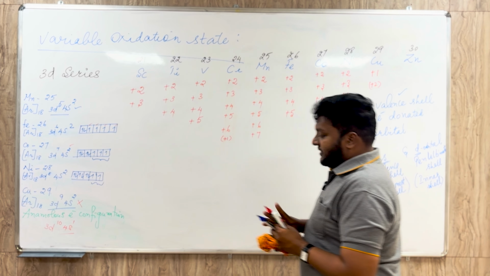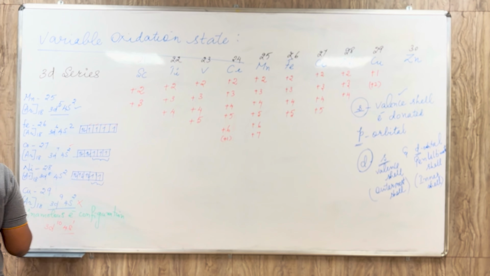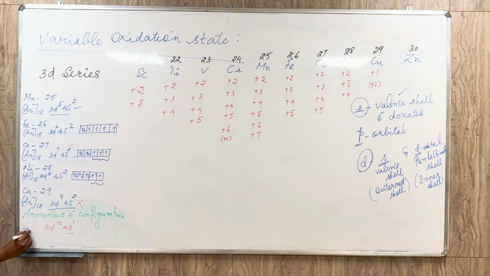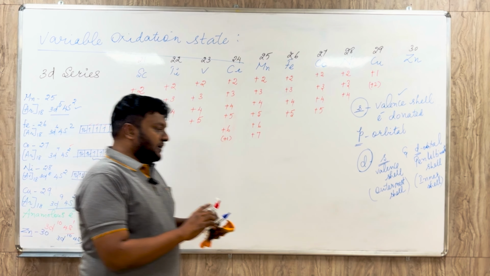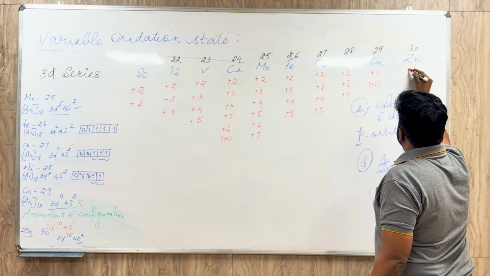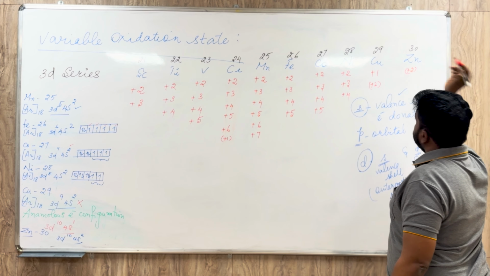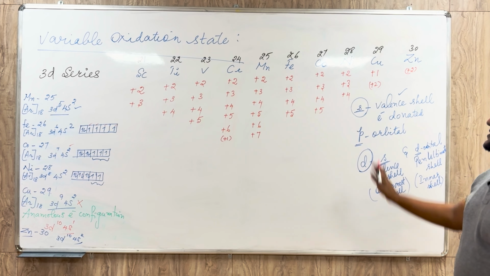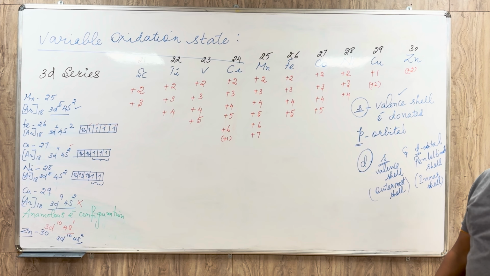Coming to this zinc, what will happen? As in case of zinc, what will happen? Let us see now. As in case of zinc, the atomic number is 30. So the electronic configuration becomes 3d10 and 4s becomes 2. So the only possible configuration for zinc is +2. So this is the possible electronic configuration.